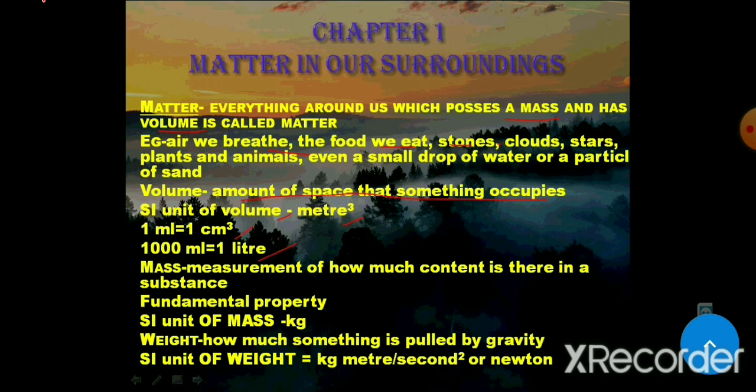Next we learnt about the mass, that is the measurement of how much content is there in a substance. It is a fundamental property, that means it does not depend on anything. The SI unit of mass is kg, and weight is how much something is pulled by gravity. That means weight depends on gravity and it will be greater or lesser according to the gravitational force. The SI unit of weight is kg meter per second square. Technically we can say weight equals mass into gravity.